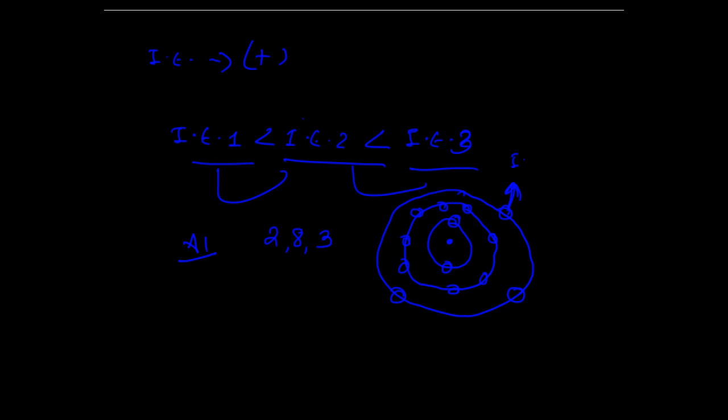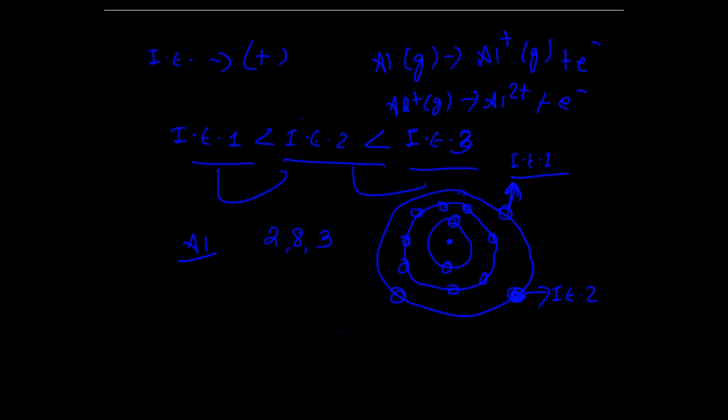That is the first ionization energy. First ionization energy means the aluminum changes to Al+ plus an electron. Now, when you remove the second electron, the electron is still removed from the outermost orbit. That is, from this orbit, this electron will be removed. Second ionization energy means Al+ changing to Al2+. Now, third ionization energy means the removal of this electron, which means Al2+ changing to Al3+.